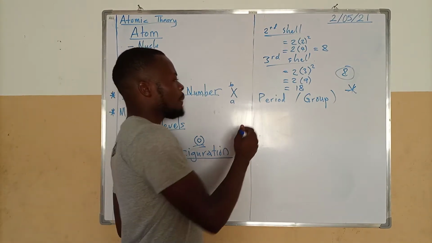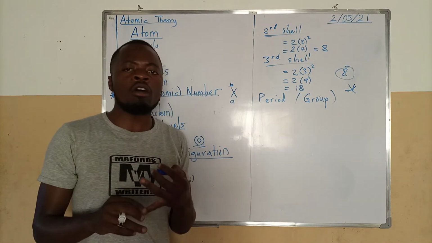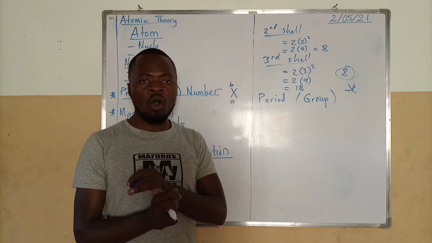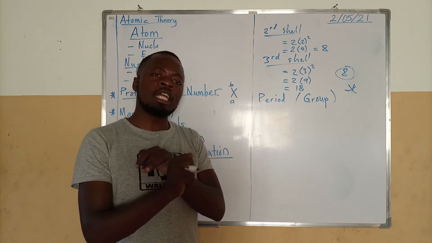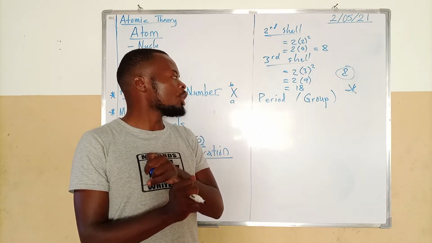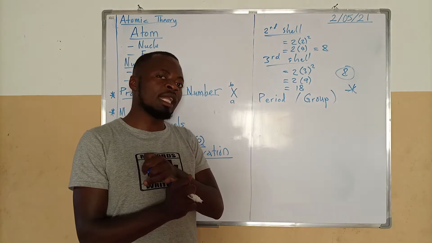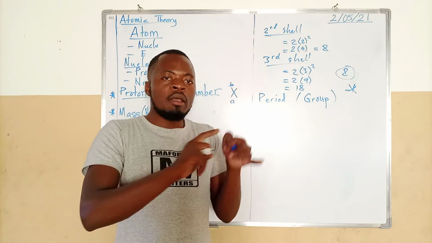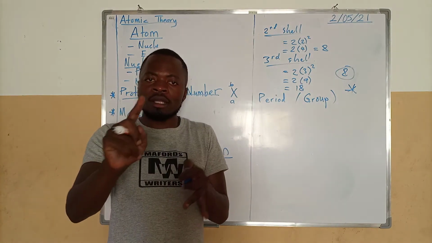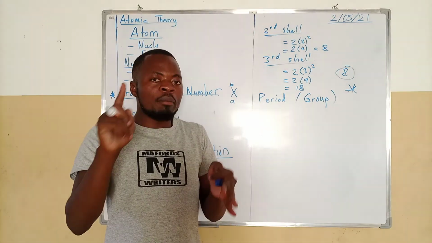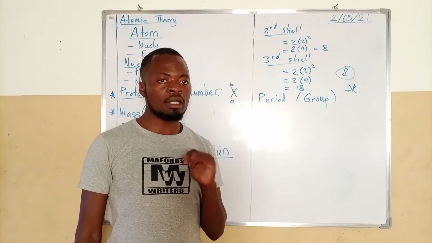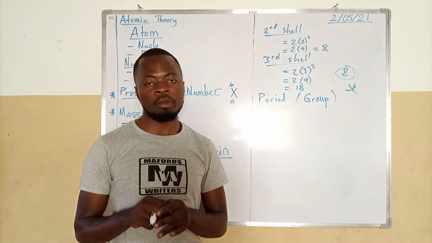So period will tell you the number of electronic shells which an atom will have. If it is in period 1, it will have 1 circle. Period 2 will have 2 circles. Period 3, they will have 3. Period 4, where we end, they will have 4 shells. Get that, and you find chemistry to be very easy.